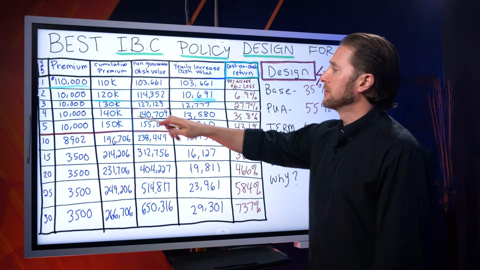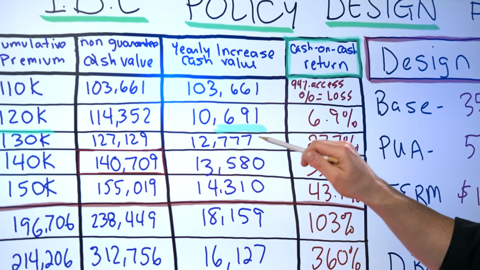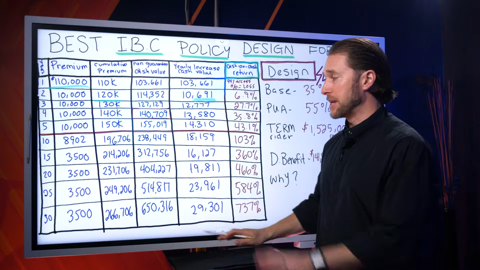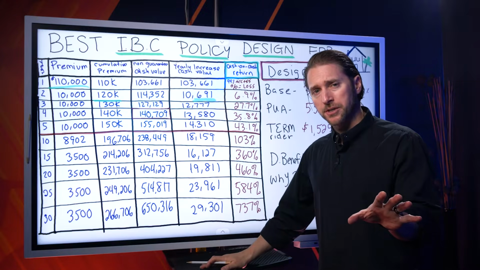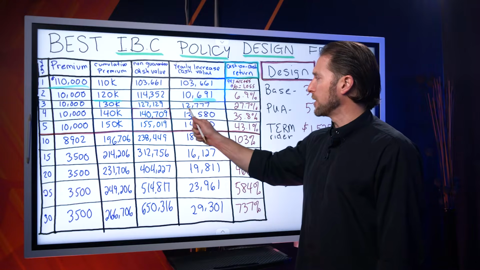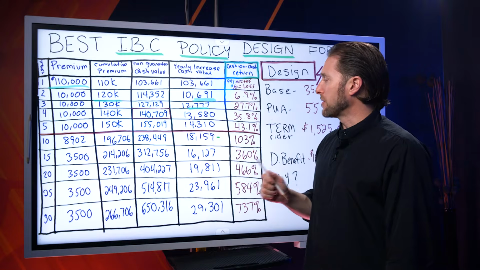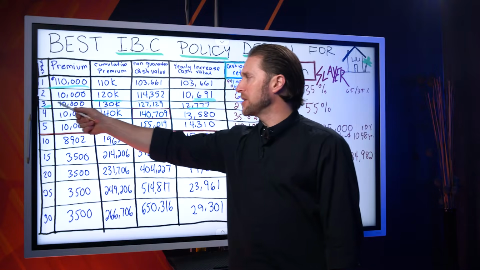So let's keep going. The third year, you put 10 grand in. We can take $12,777. Now, do you see where this is getting really good? Sure, you didn't have all of what you put in the first year, but now look what it's doing. Now this year we made $2,777, and we're only in the third year.